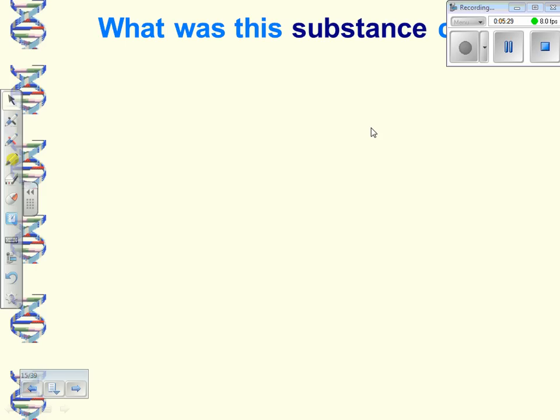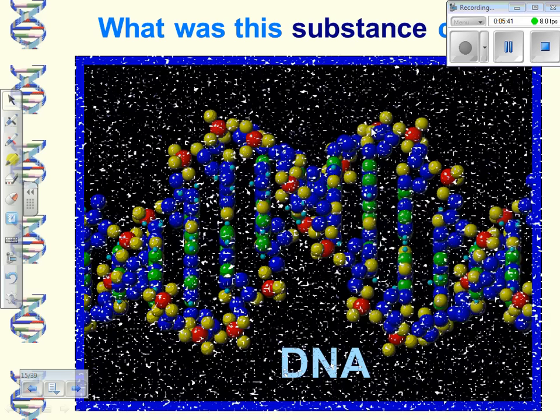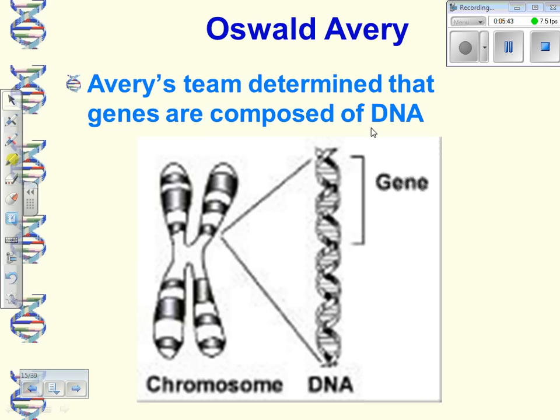So the next question is, we know it's a substance that causes traits to be passed down, so what is this substance? Well, now we know it's DNA. Oswald Avery, who was born in Nova Scotia and came to the United States, was a microbiologist, also a bacteriologist. He determined that the actual factor that Griffith discovered was DNA.